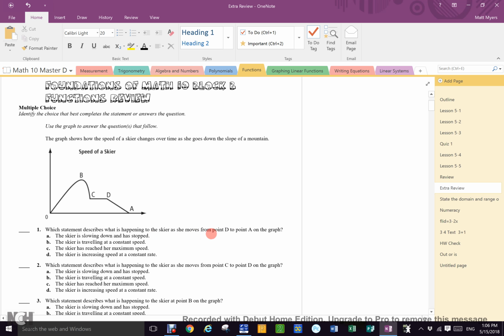When the skier moves from point D to point A here, you can see that their speed is going down while time goes on. Eventually, their speed ends up at 0, so it is A. Point C to point D, that's right here. The speed doesn't change, but time goes on, so it is B.